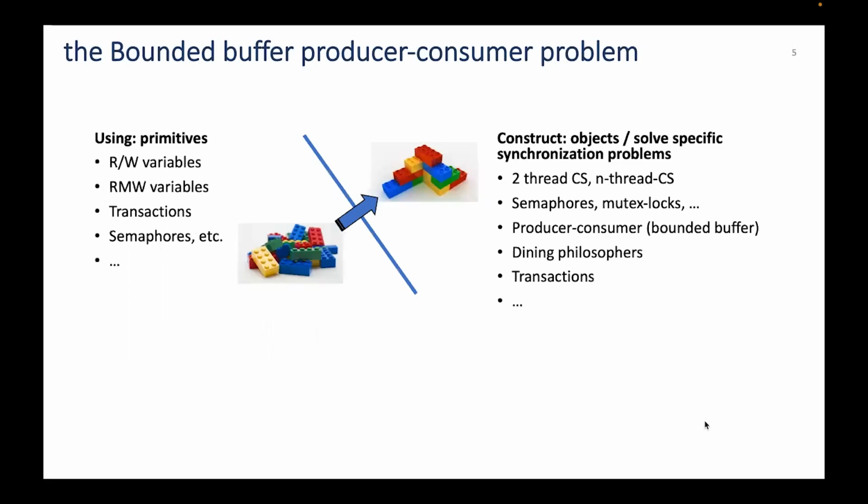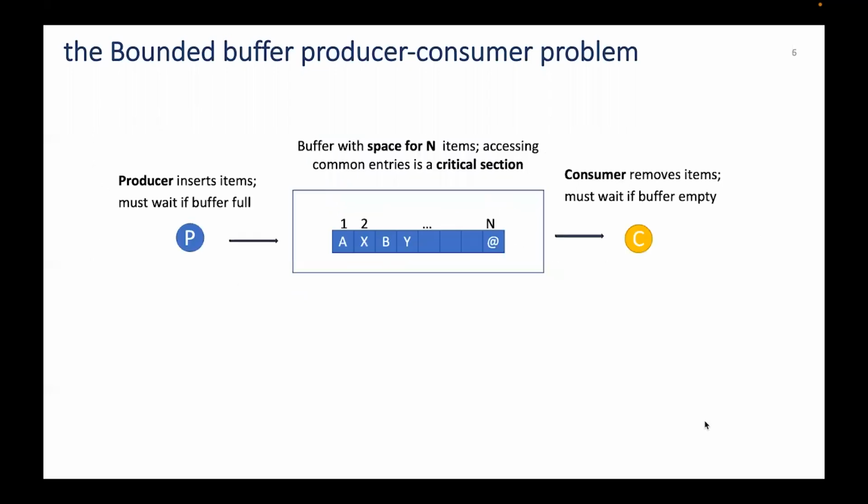Starting with this lecture, we are going to discuss classic synchronization problems. The first such problem is the bounded buffer producer-consumer problem. Just a reminder, what we are trying to do here is to discuss how we can use basic building blocks, synchronization primitives in this case, to compose applications that have certain semantics.